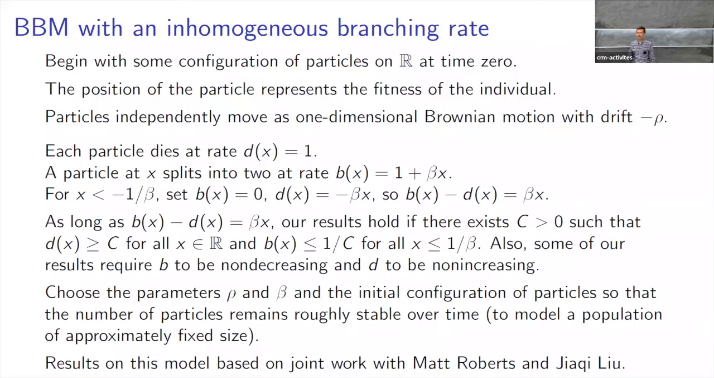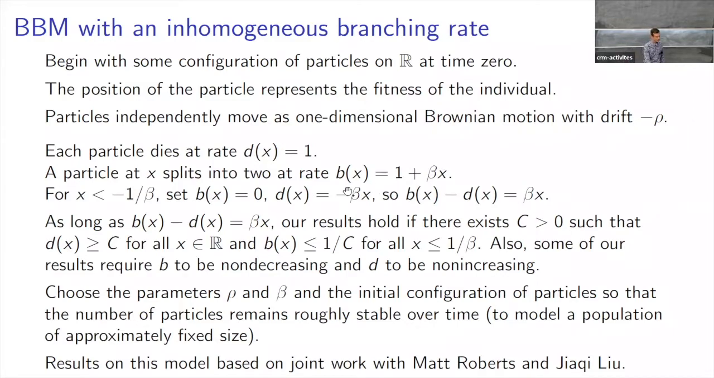So here is the branching Brownian motion process that we're going to study. We begin with some configuration of particles on the real line at time 0. And as usual, we think of the position of the particle as representing the fitness of an individual in the population. We assume that particles move according to one-dimensional Brownian motion with a drift to the left of rho. We're going to say that each particle dies at rate 1, and a particle located at x splits into two particles at rate 1 plus beta times x. So particles with higher fitness are more likely to branch.